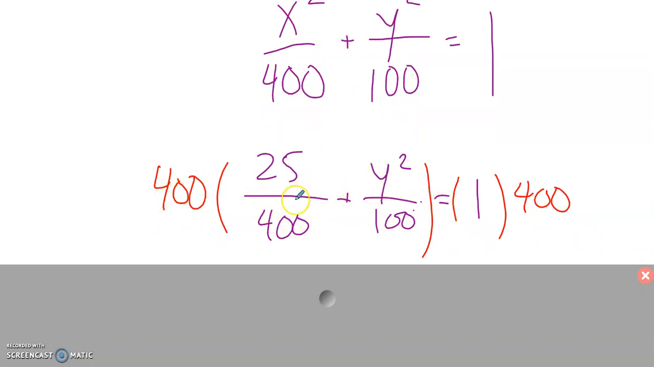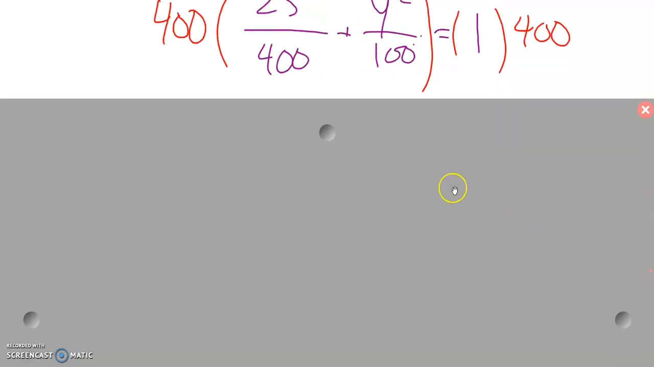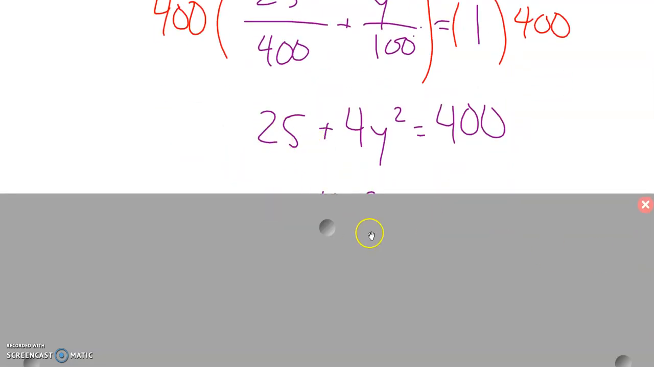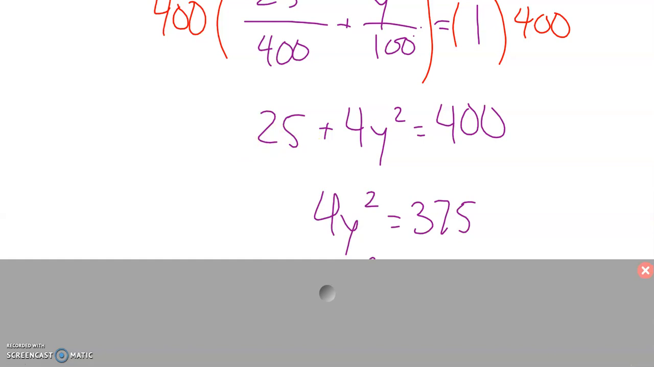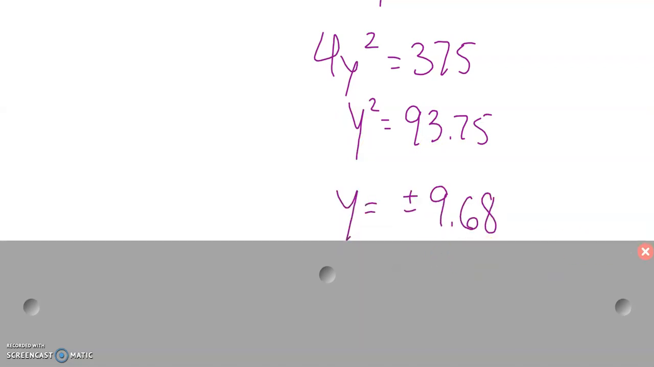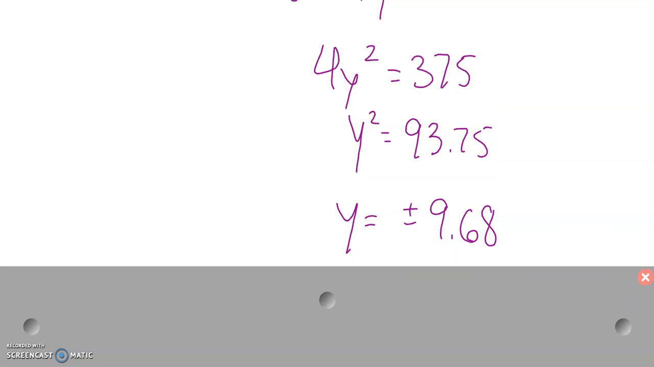First, to solve this equation, I'm going to get rid of the fractions by multiplying everything by the common denominator. 400 and 100 both go into 400, so I multiply everything on both sides by 400. When I multiply this by 400, it cancels with the bottom. When I multiply this by 400, 400 divided by 100 is 4. And then 1 times 400. And now I'm going to keep solving this for y. Subtract 25 from each side. I get 4y squared is 375. Divide by 4, I get y squared is 93.75. And I take the square root, and I get plus or minus 9.68.